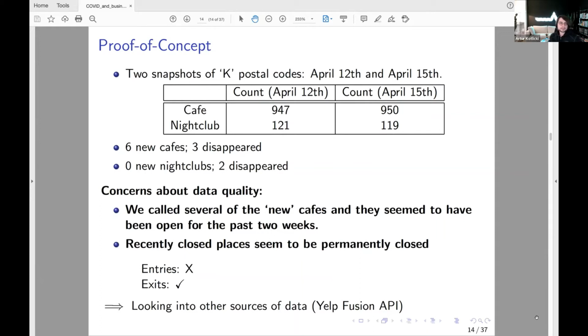So now this is the important part, where we are validating whether this data is trustworthy and whether it makes sense.